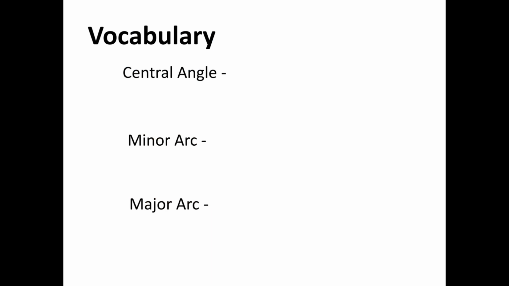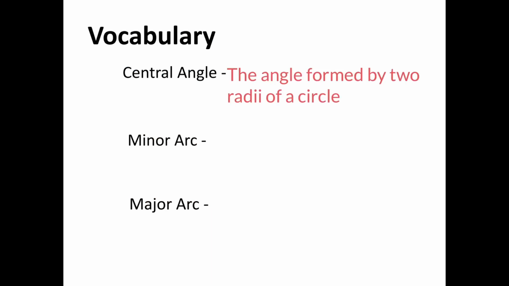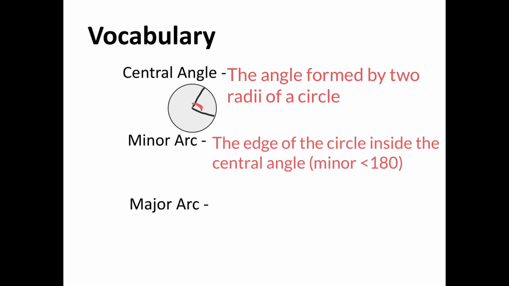Let's cover some vocabulary. The central angle is the angle formed by two radii of a circle. In this example, these two radii are creating this central angle. The minor arc is the edge of the circle inside the central angle. The minor arc should always be less than 180 degrees. So in this example here, it's this part of the arc here. This is called the minor arc. It's the edge of the circle inside this central angle.